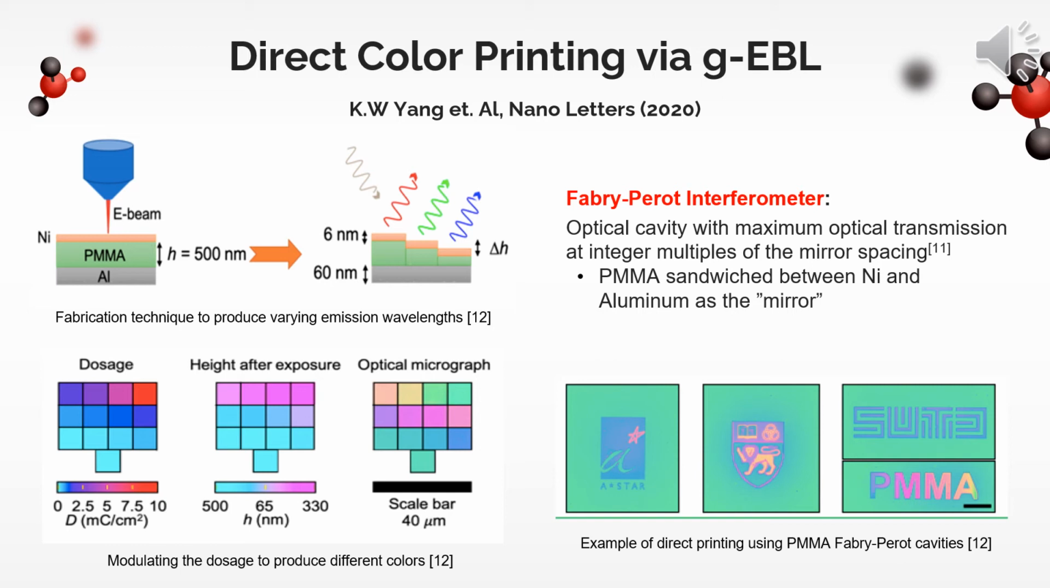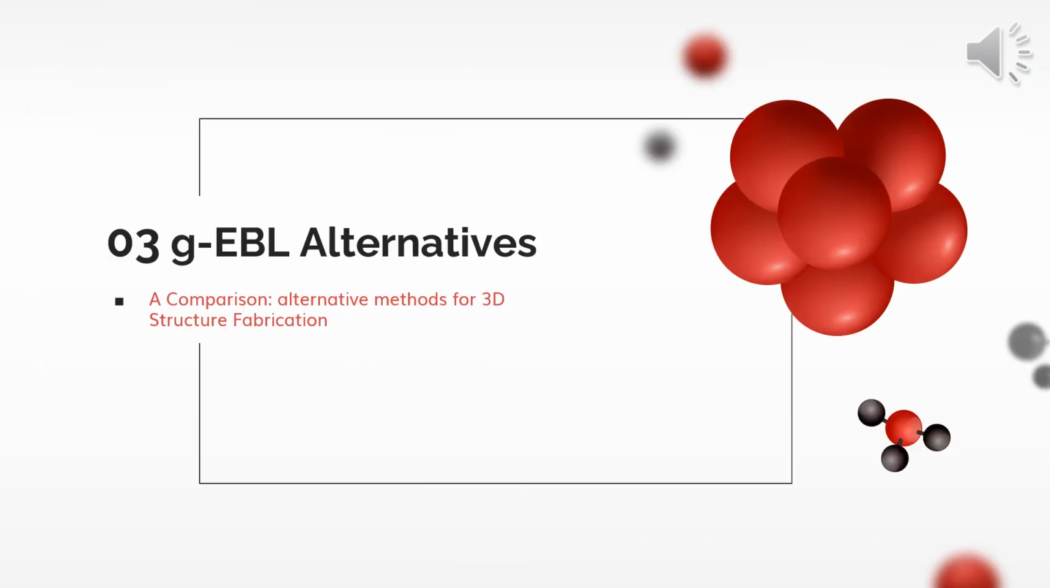By having fine control over the color emission, this group was able to make unique patterns which are shown in the image on the bottom right. There was no resist development needed in this technique. Now that we understand the working principle behind GEBL, it is important to compare the alternative three-dimensional patterning methods to analyze its potential and scalability.